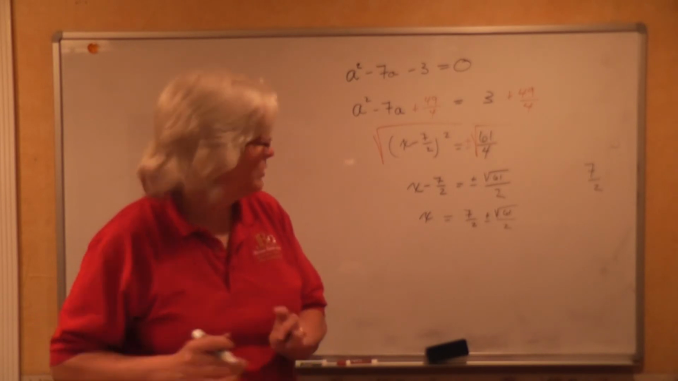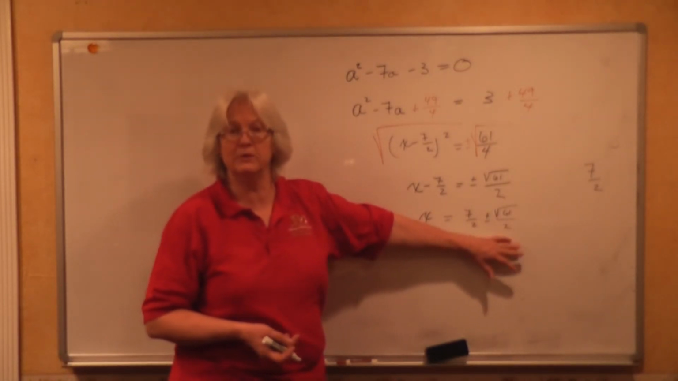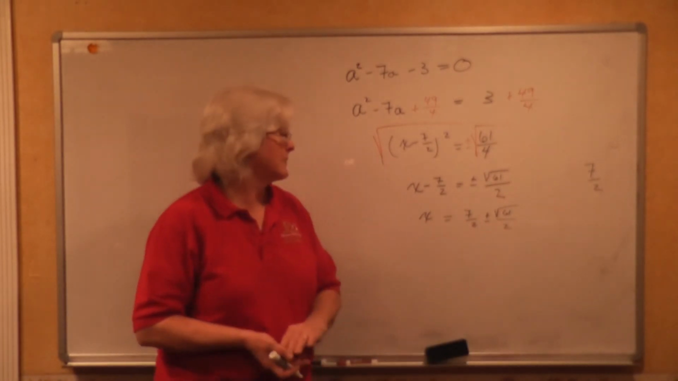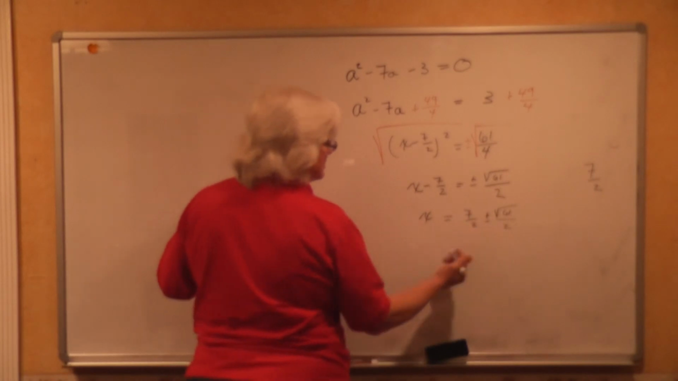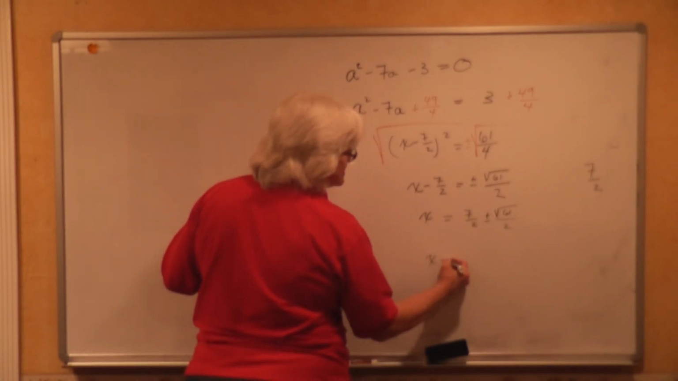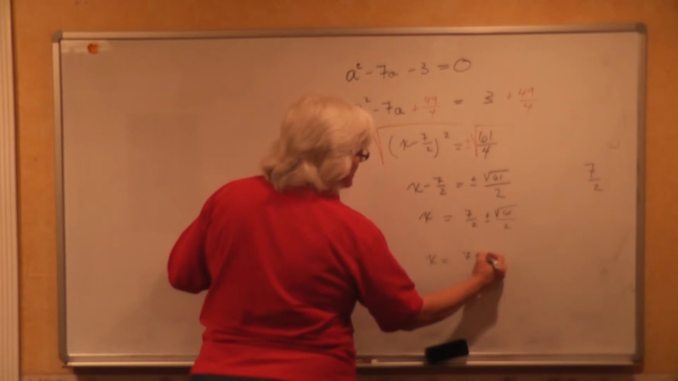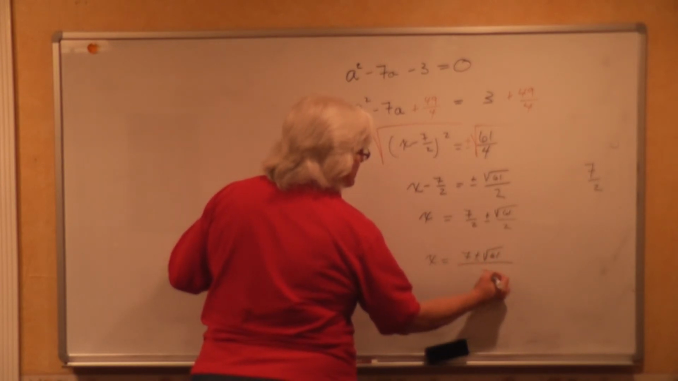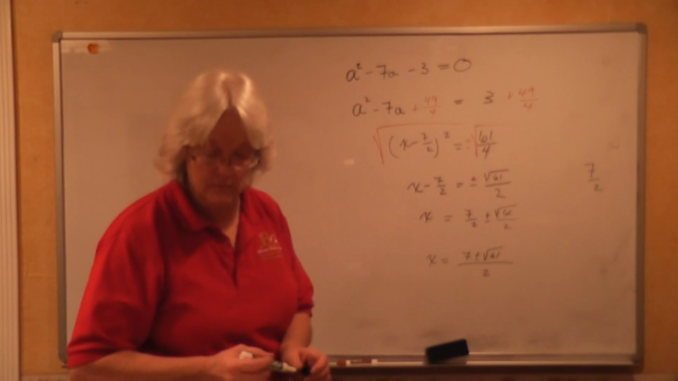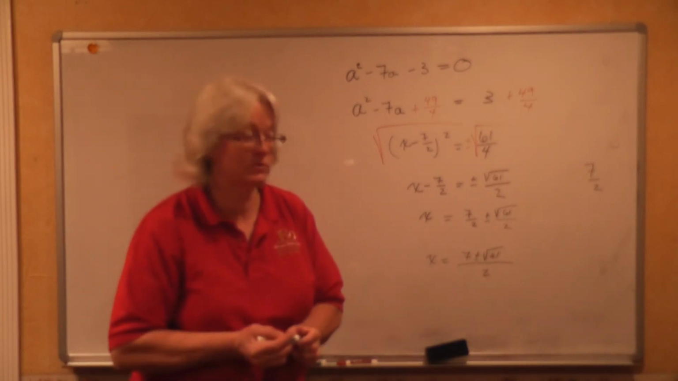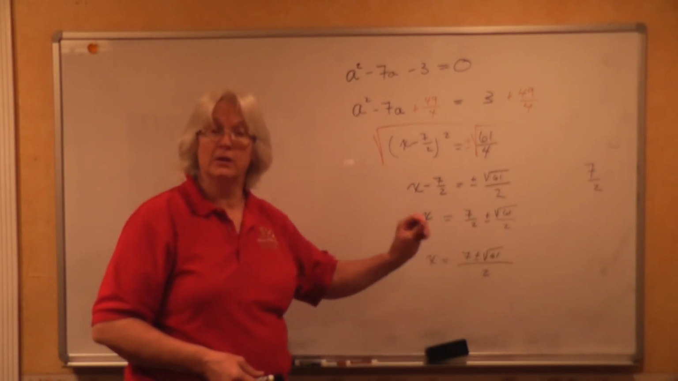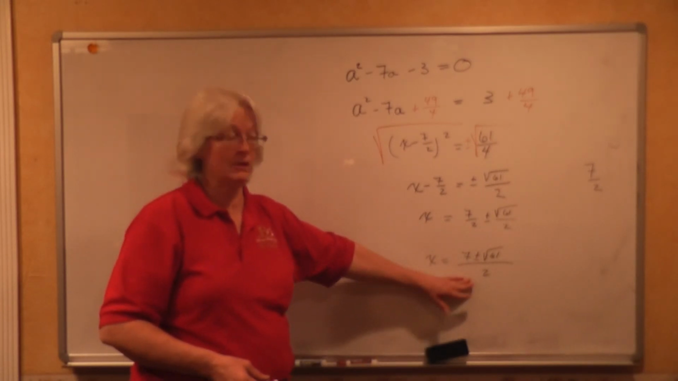Now, you're getting pretty close there, aren't you? You think, oh, well, surely I'm done. Okay? We have a common denominator, don't we? When the denominators are the same, you add the numerators. So a is equal to 7 plus or minus the square root of 61, all of that over 2. Now, if they had asked you to write this as a solution set, let me show you what you would do. I'm perfectly content with this answer.